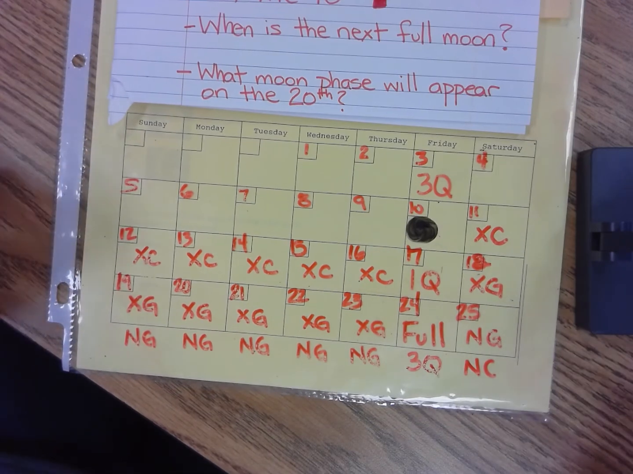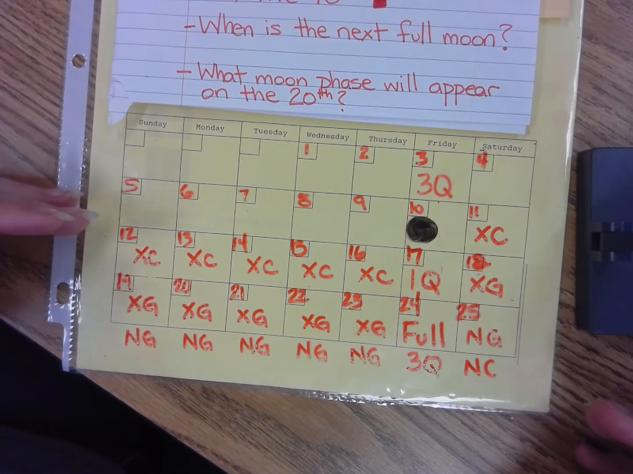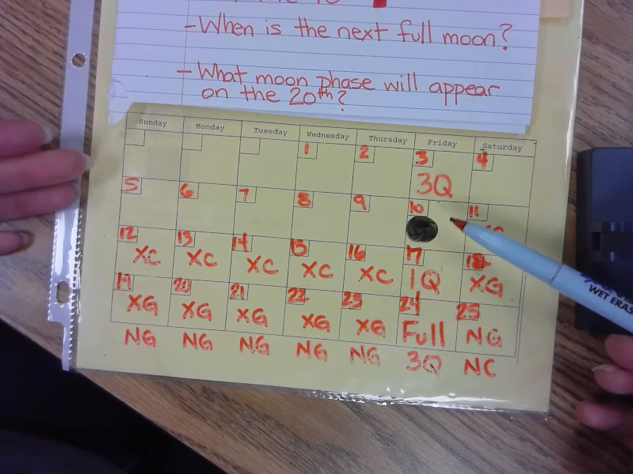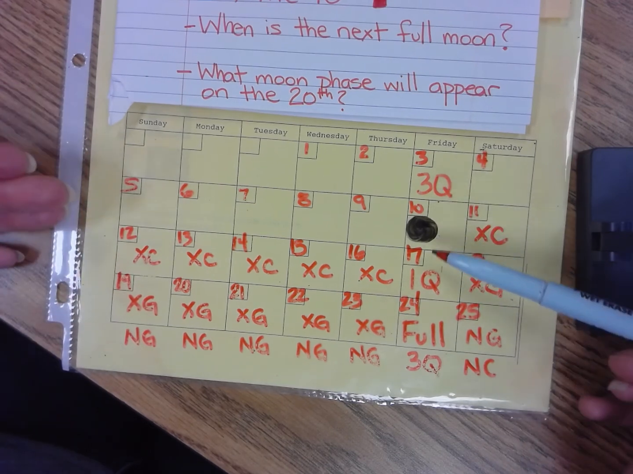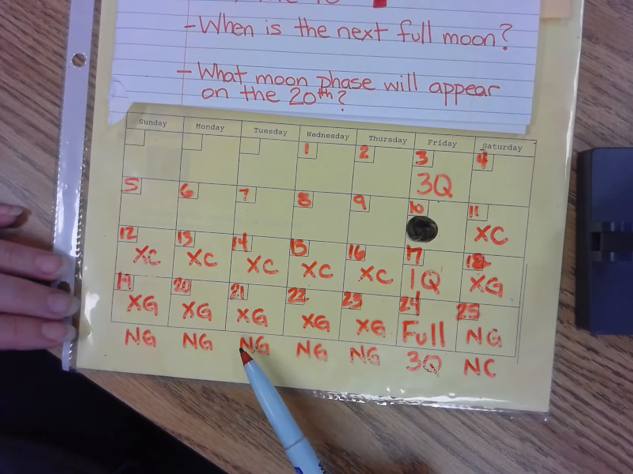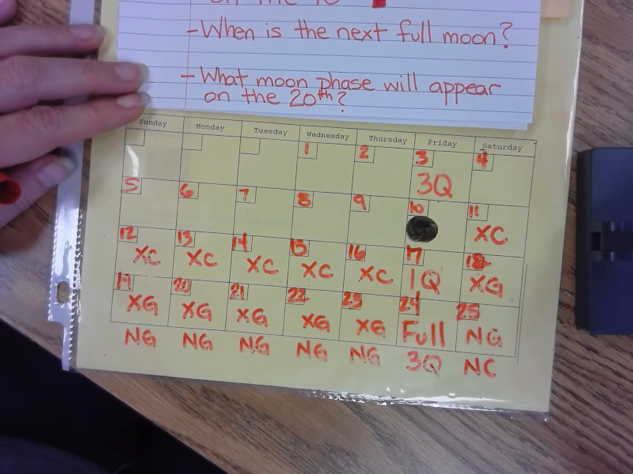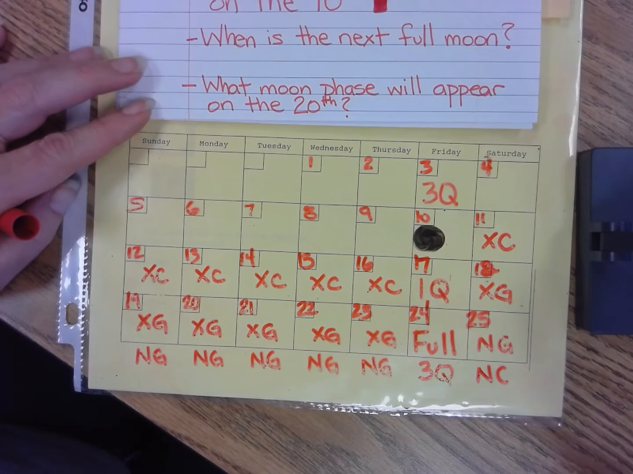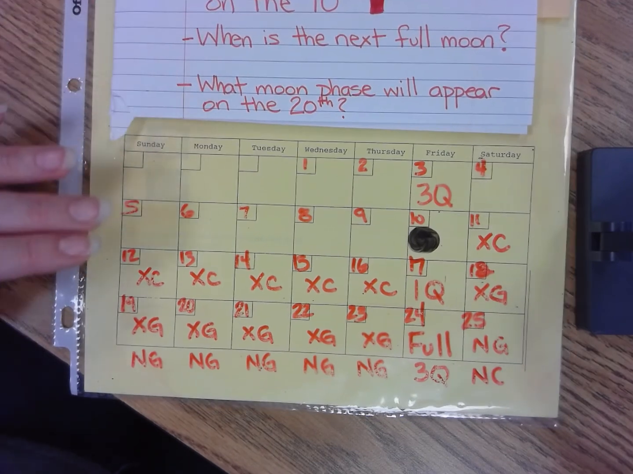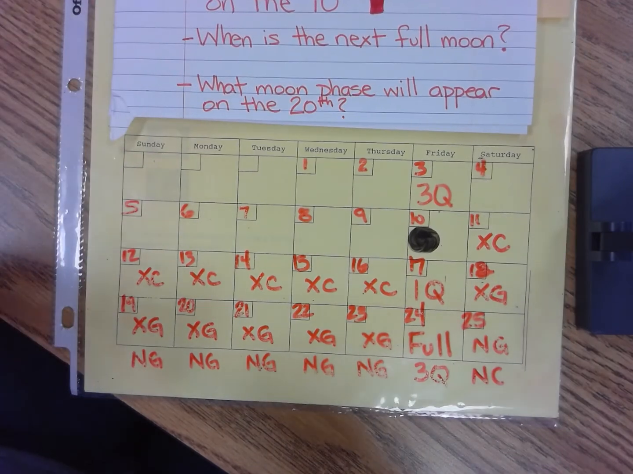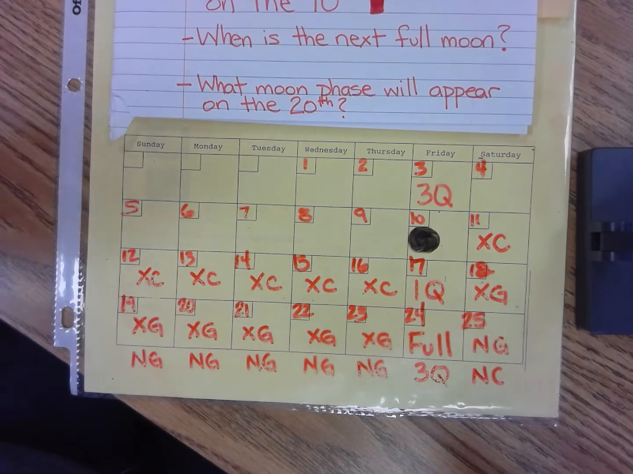So by being able to lay out your moon phases on a calendar, you could make predictions based on weeks or based on specific days, like our second question asked. So sometimes you have to make a choice whether it's better to use your calendar or to use your SNEP. I hope that helps.